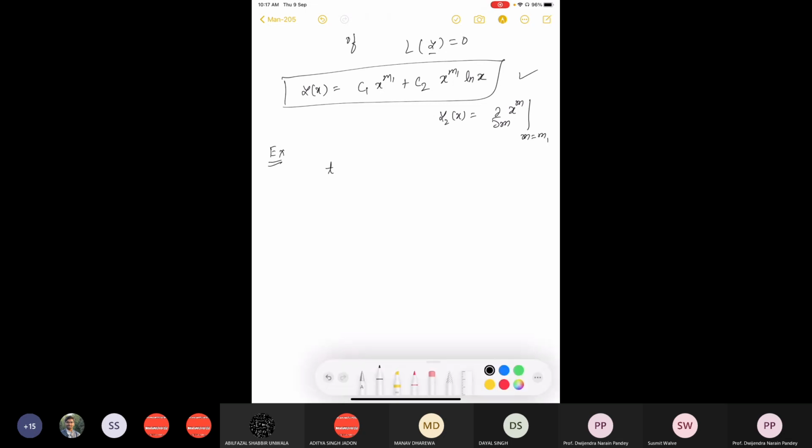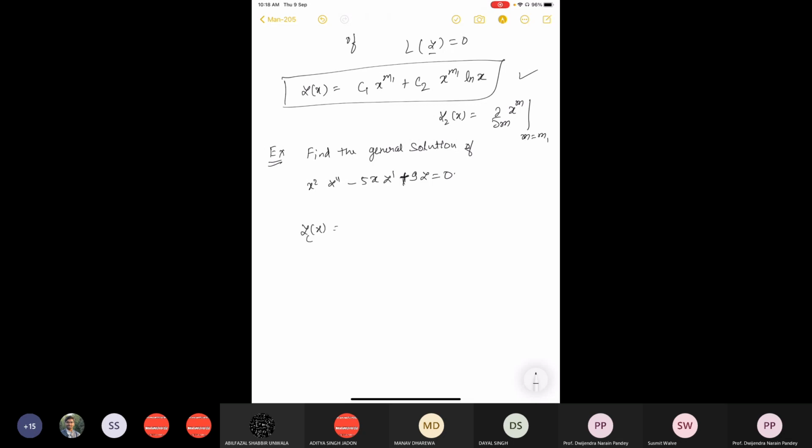Now you find one example. Find the general solution of x square y double dash minus 5x y dash plus 9y equal to 0. Can you find the solution here? What is y of x here? Tell me what is y1 and y2.